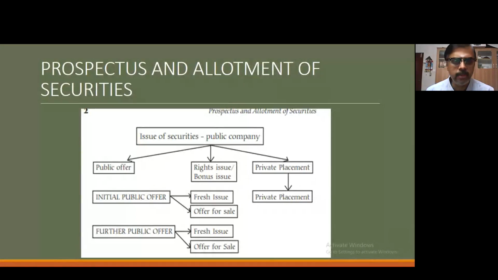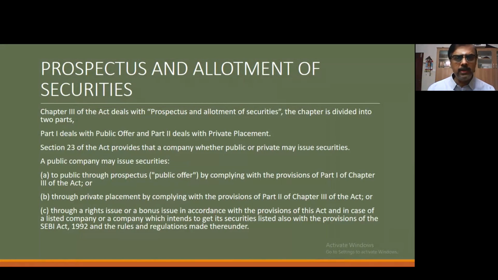So they cannot make a public issue like an IPO, etc., because there is a restriction on issue of shares to the public. I think you're all very much clear about what a private company is. Now let us understand this further. So I think quickly we'll go through this.